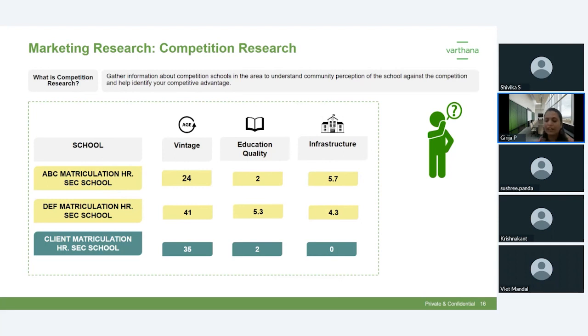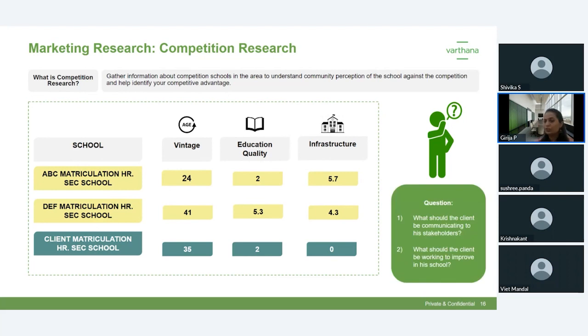I think in the beginning I mentioned Jio, right? How they launched their product. Before launching, they also did competitive research: what Airtel and Idea were offering to customers, and how they could do things differently. When you are doing this competitive research, keep two questions in mind. What is your competitor school trying to communicate to its stakeholders through its various strategies? And the second is, what are they doing to improve their schools? For example, I talked about Jio, right?